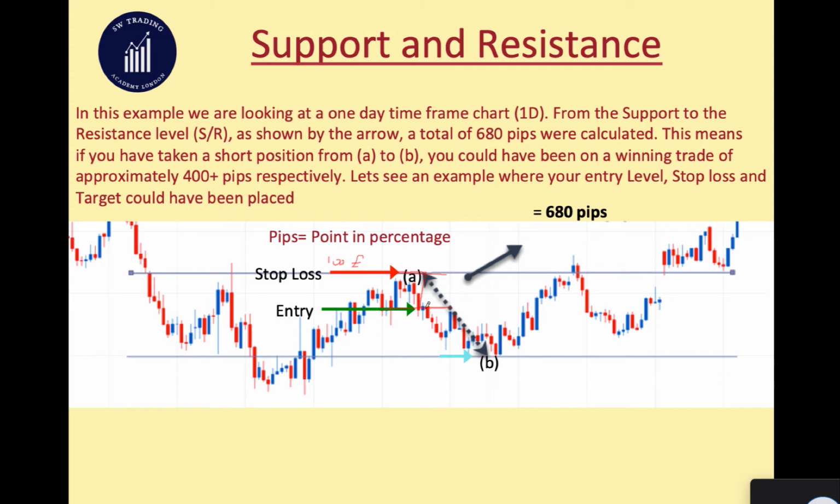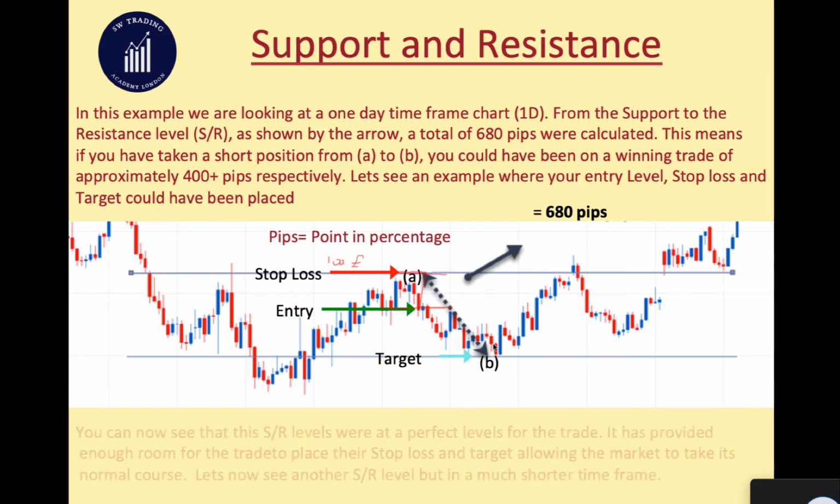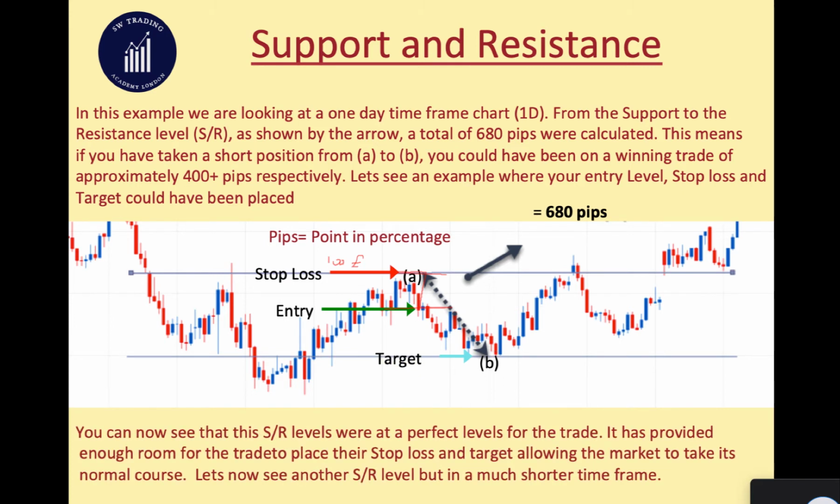But in this case here, the market went in your favor because you bought here or you sold here, let's put that way, okay? And the market went all the way down, giving you 400 pips. Right, so this was a winning trade. You can now see that this support and resistance level were at the perfect levels for the trade. It has provided enough room for the trade to be placed, their stop loss and a target, allowing the market to take its normal course.